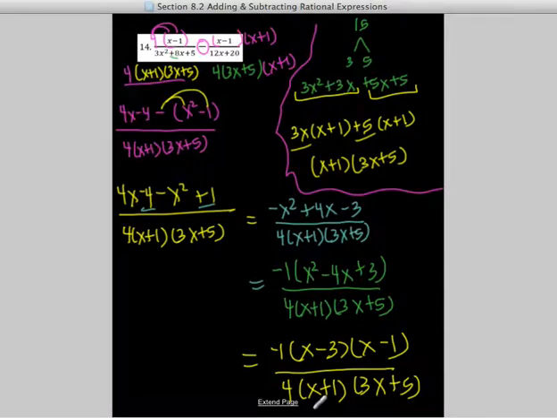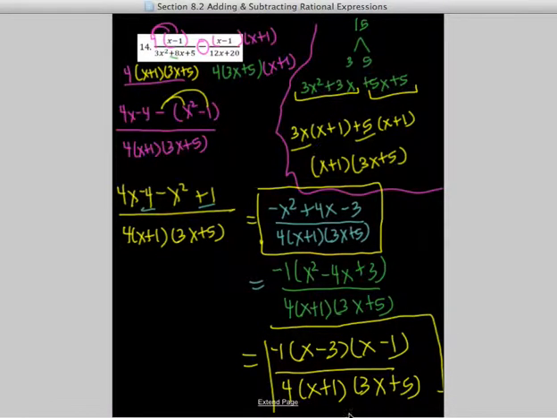Will anything cancel here? This is an x plus 1 and this is an x minus 1, so they will not cancel. So nothing will cancel. So this answer that I had up here, where it's all foiled out in the numerator, will work perfectly fine. So you can write that down as your answer since nothing will cancel. And if you write this down too, then this would be equally as acceptable.